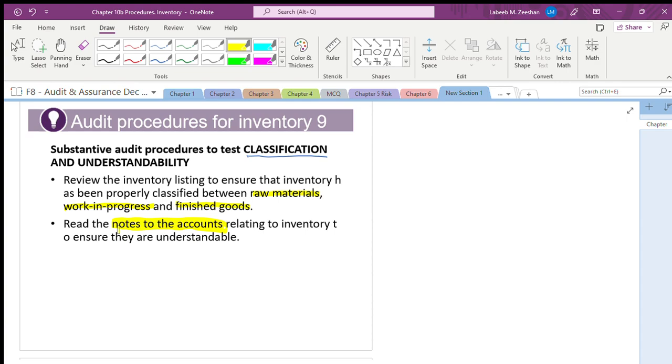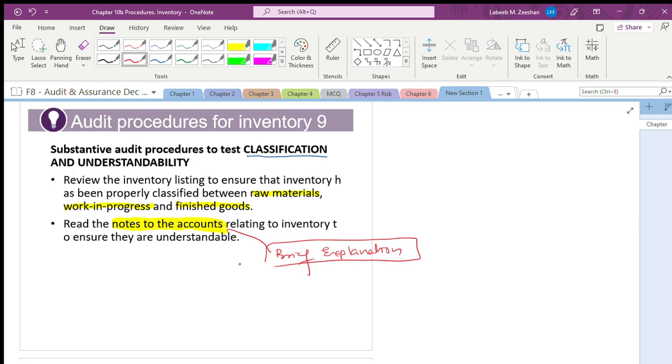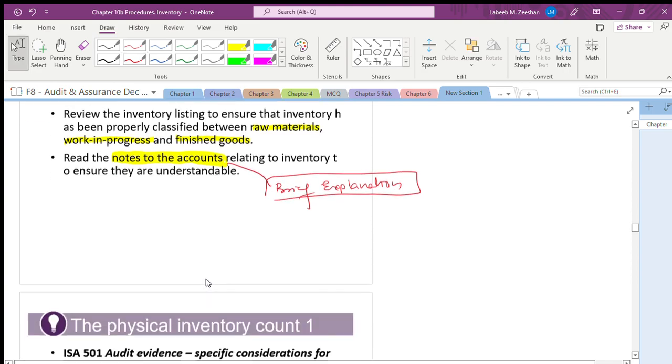Very important. In the academic program, we never think we have to refer to notes to the accounts. Notes to the account is nothing but a brief explanation. It talks about the brief explanation which will give you sufficient appropriate audit evidence. That's why we are talking about notes to the account.